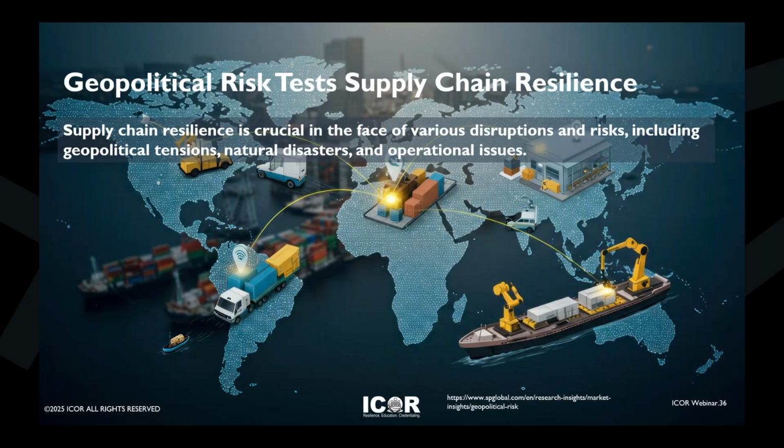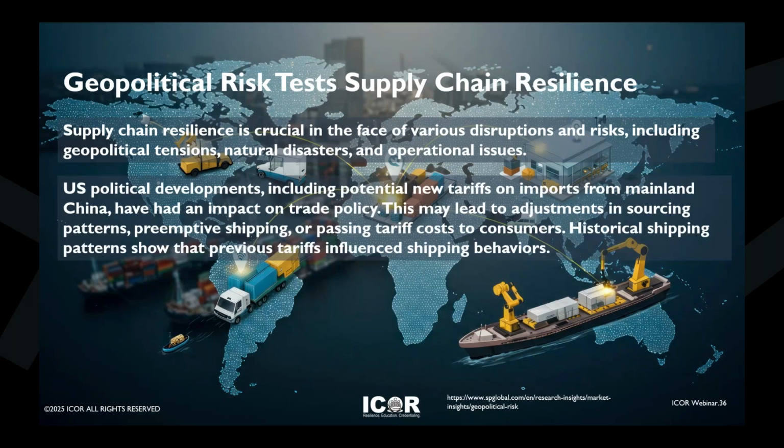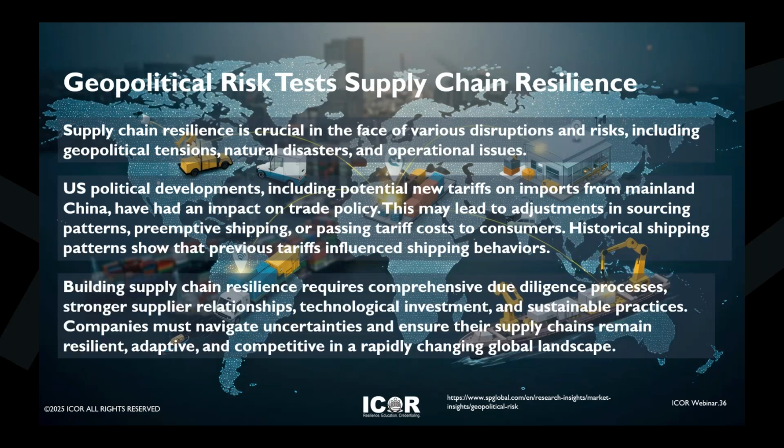So kind of moving on to specific areas where geopolitical risk focuses, and this is about supply chain again, where we all are dealing with supply chain issues. It isn't just geopolitical risk, but this is a newer thing that's impacting the supply chain. We've talked about the tariffs, which have impacted trade policy, and looking back historically, shipping patterns show that previous tariffs have influenced shipping behaviors. I think we could all give examples of that.